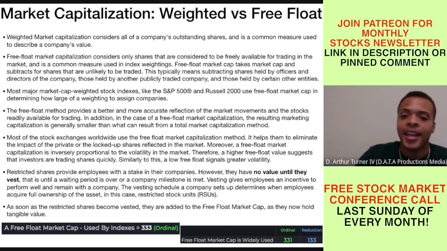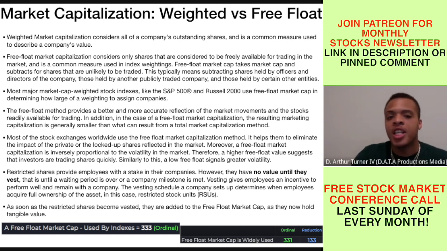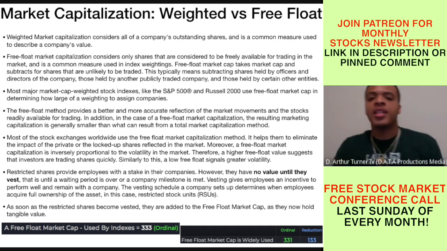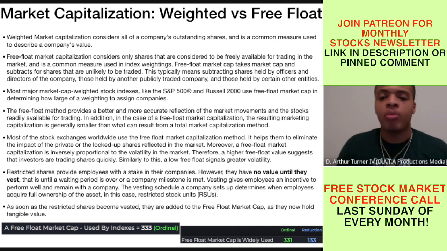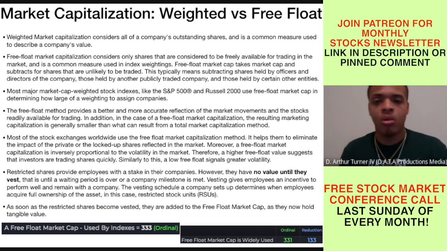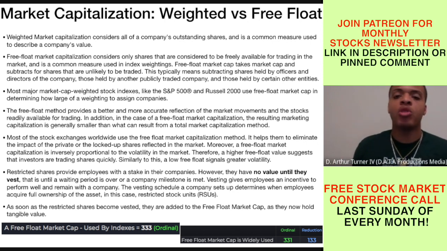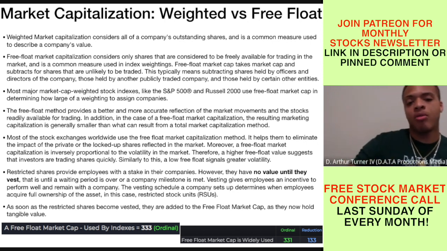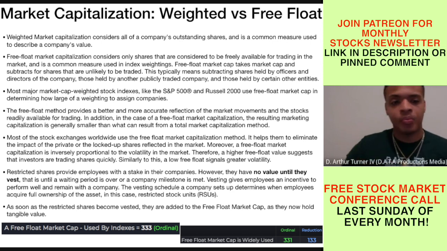Free float market cap takes a market cap and subtracts shares that are unlikely to be traded. This typically means subtracting shares that are held by officers, directors of the company, those held by another publicly traded company, and those held by certain other entities. They're just not in the tradable float at that time. Doesn't mean they can't be tradable at one point in the future, but right now they're not a part of the free float. They're not free.